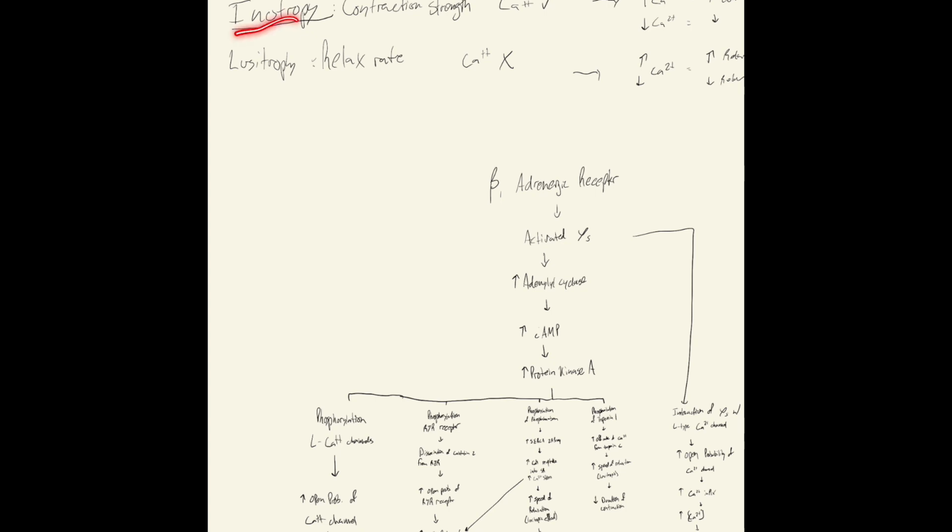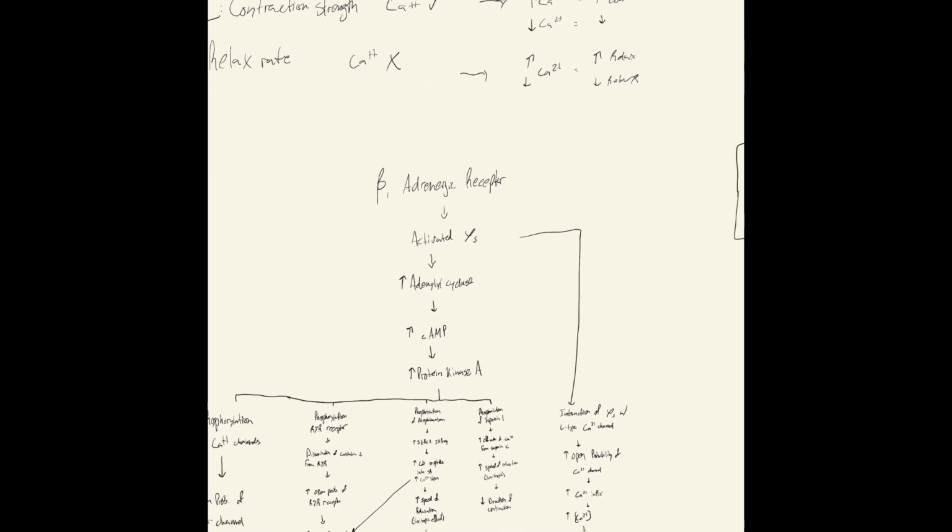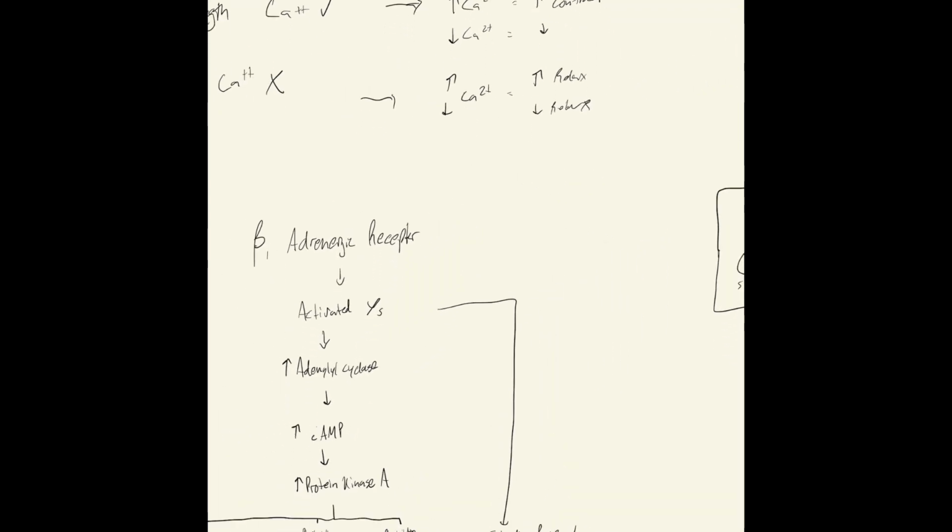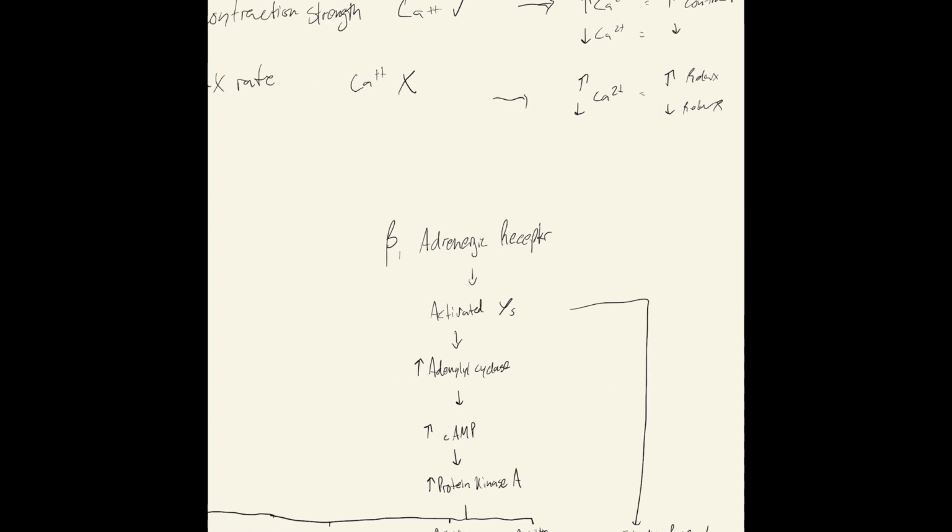So inotropy is about the contraction strength, and lusitropy is about the relaxation rate. Inotropy, because it has to do with contraction, really loves calcium, but lusitropy does not love calcium because it wants to relax faster. So I kind of drew a few things over here. Increased calcium, increased contraction. Decreased calcium is decreased contraction, and the same thing for lusitropy, where you increase the calcium and it will relax faster, which causes the contraction to go faster.